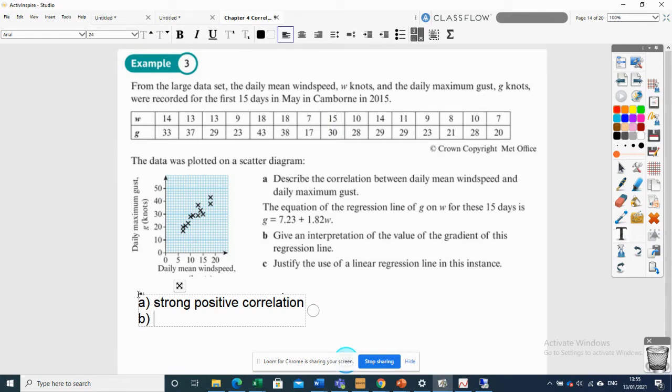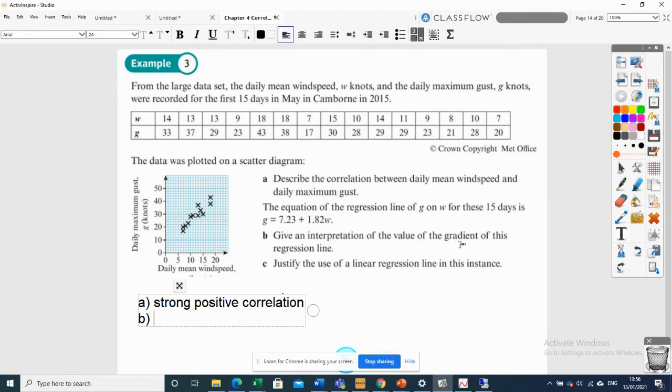At part B, now they've actually worked out for you the equation of the regression line for G on W. And that is G is equal to 7.23 plus 1.82 W. So an interpretation means you've actually got to say what these values mean in context. Okay, so you need to use the variables from the question.